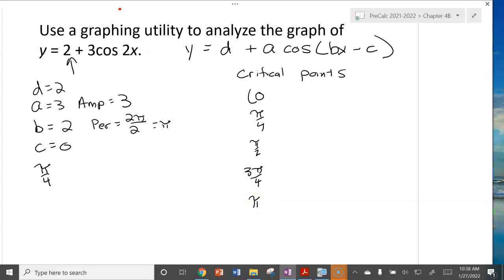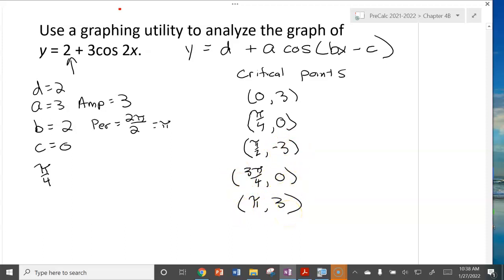This is cosine. We don't have a flip, so we start at a max. So this is 0, 3. Go to an intercept. Go to your min. Go to your intercept. Go to your max.